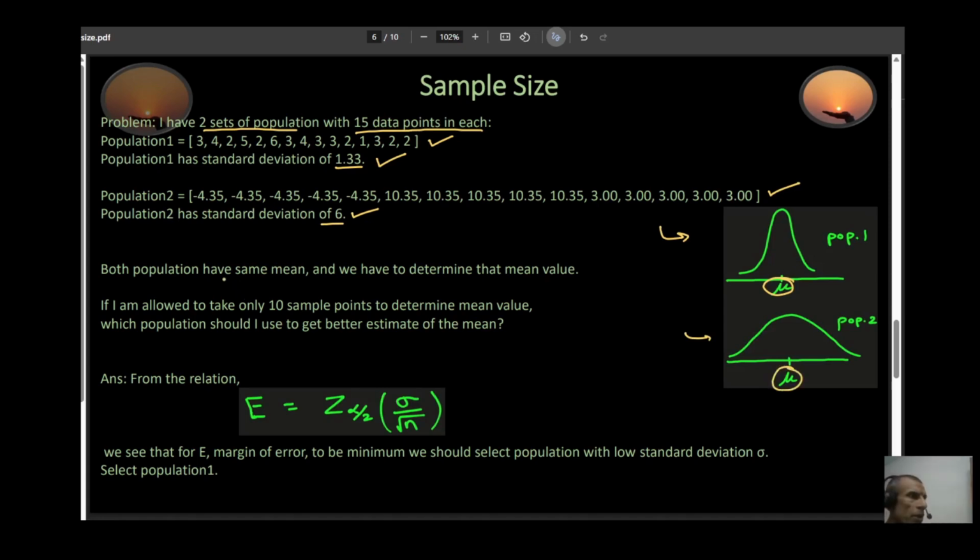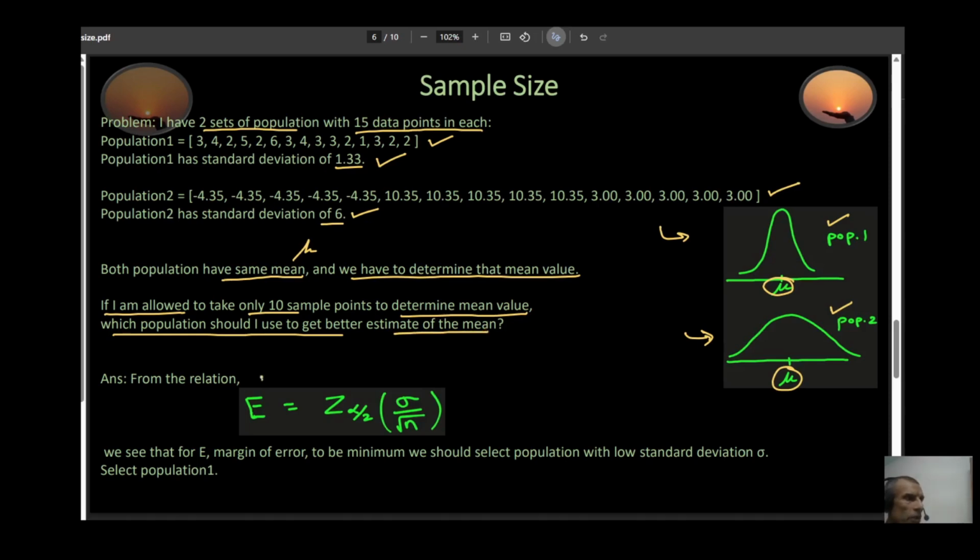Now both populations have exactly the same mean value, mu. And we have to determine that mean value. You can see by looking at this graph that this one actually has more standard deviation. Population 2 has a larger standard deviation than population 1. Now, if I'm allowed to take only 10 sample points to determine the mean value, which population should I use to get a better estimate of my mean?